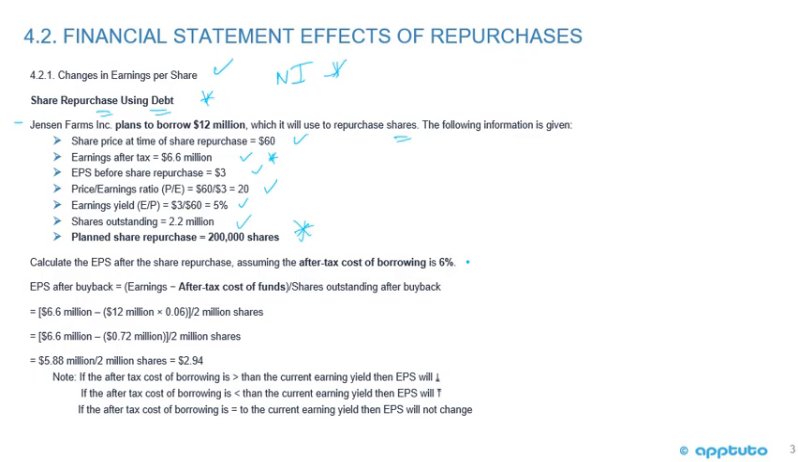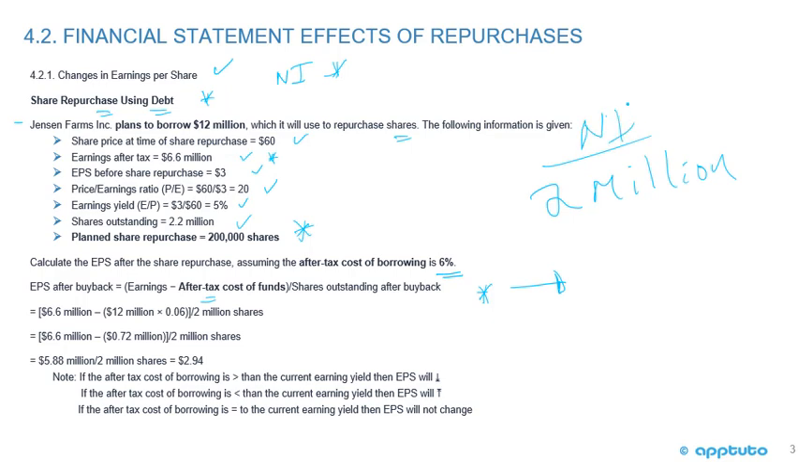So now we're going to calculate the earnings per share after the share repurchase, and so I put in here in bold, the after-tax cost of borrowing is 6%, so that's important. So again, we have to look at the earnings per share after buyback. It's the earnings, minus the after-tax cost of funds, divided by the number of shares outstanding after the buyback. The number of shares outstanding after the buyback should be fairly easy. There was 2.2 million shares outstanding before the buyback. They made the numbers nice and round in the example, so it's easy for you. And you're planning to repurchase 200,000 shares. So after the buyback, you're going to have 2 million shares. That's easy, okay? So the denominator is very easy.